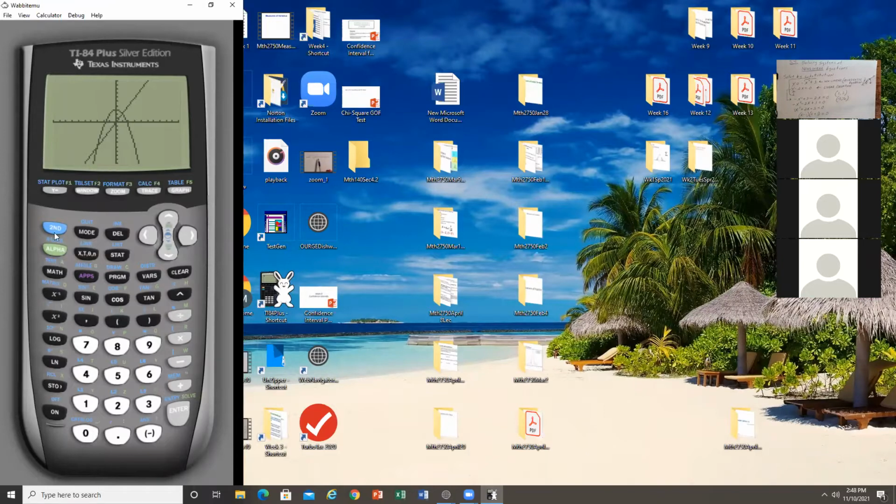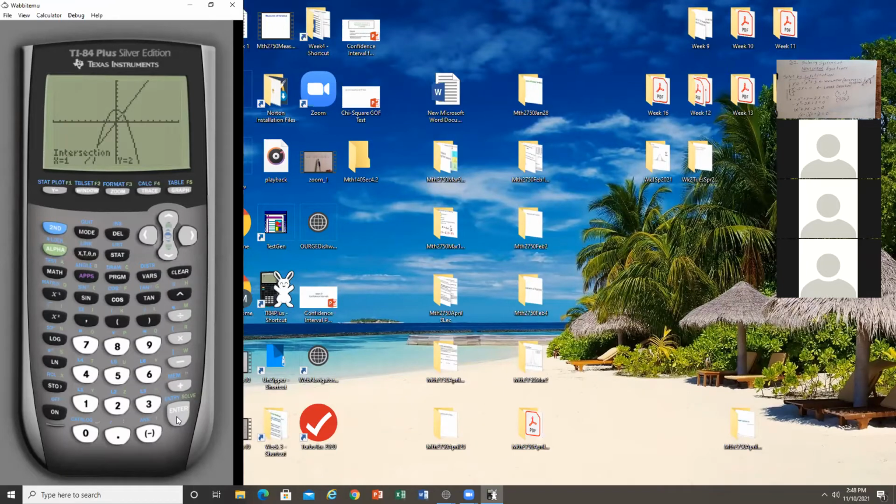We got to go to calculate. Second button followed by your trace button gets you into calculate. Okay. Go down to intersect function, hit enter. Now, suppose you want to find the intersection point over here to the right. Notice you got to bring your cursor in the vicinity of the intersection point you want to find. Notice my cursor is sitting on the parabola. Okay, just hit enter, and then your cursor will bounce to the other graph. Just hit enter again. Hit enter again, and you get your point of intersection.